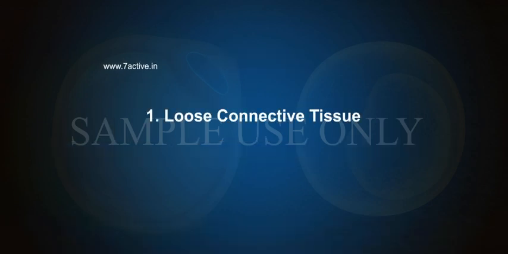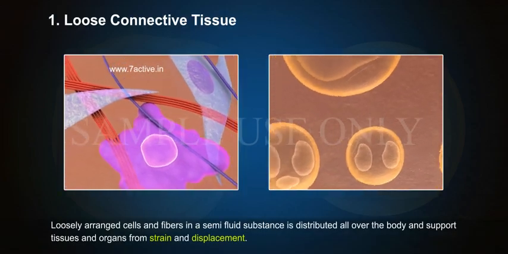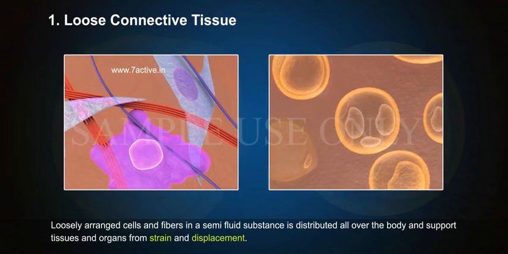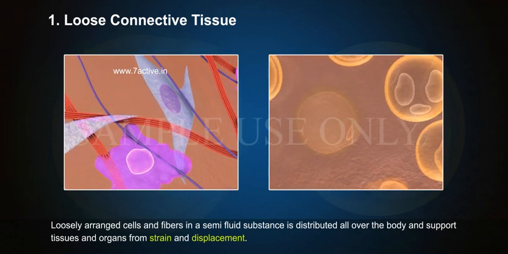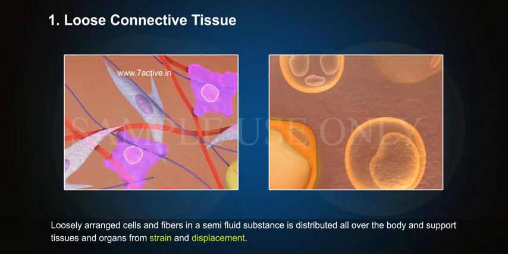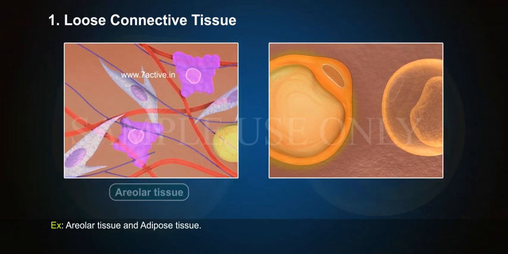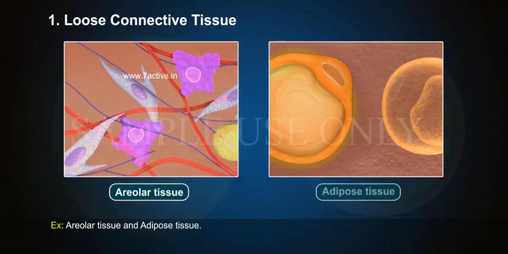1. Loose connective tissue. Loosely arranged cells and fibers in a semi-fluid substance is distributed all over the body and supports tissues and organs from strain and displacement. Example, areolar tissue and adipose tissue.